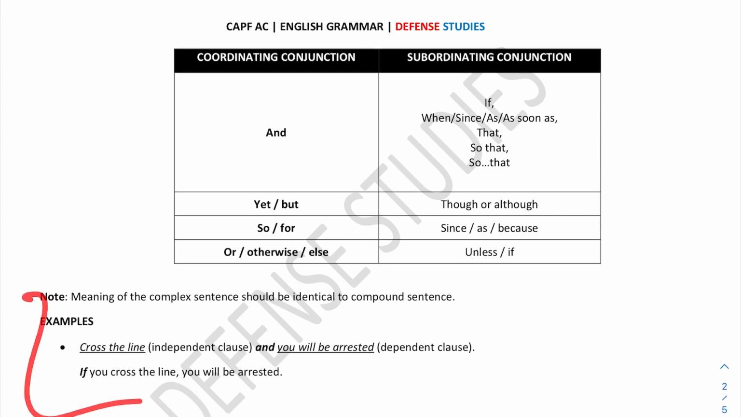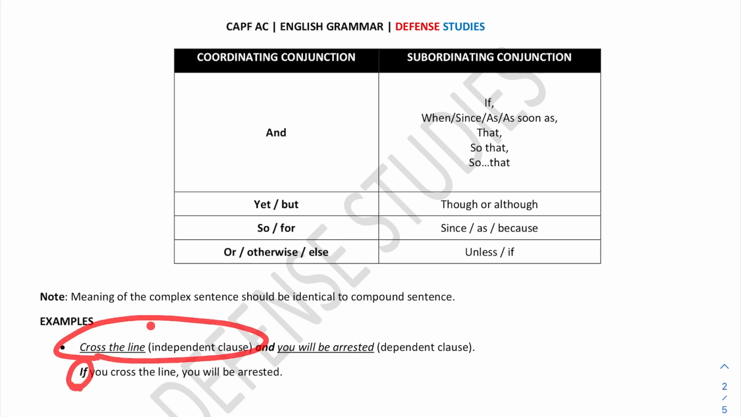Like in this particular example, we have converted the independent clause into a subordinate clause after using the subordinate conjunction, that is if. That independent clause was converted into a dependent clause with the use of this subordinate conjunction. So keep in mind that whenever you are converting a compound into a complex, you need to convert the independent clause into a dependent clause.